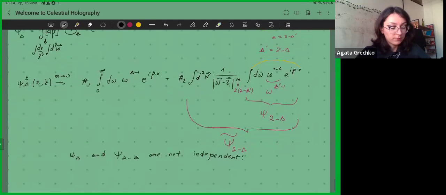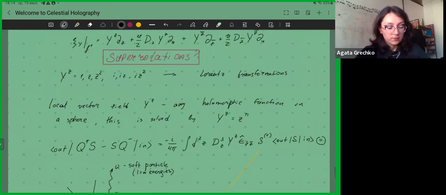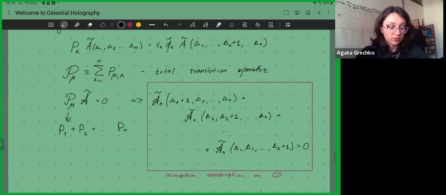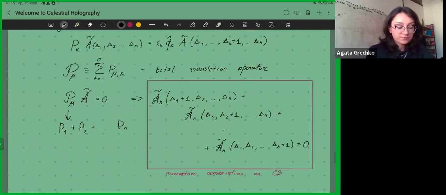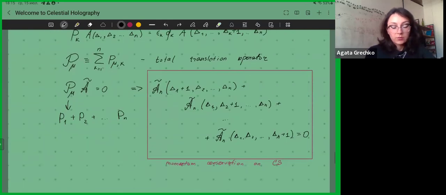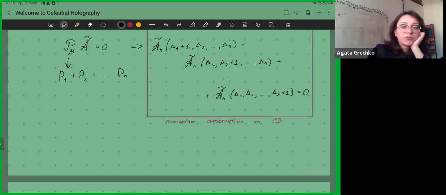I think that it's a good point to stop for today. There is also something that I wanted to tell, but it's more like specific knowledge: that using these constraints arising from Poincare symmetry, we can restrict the form of the 4-point celestial amplitude. I added it in my notes. I think it's a little bit more technical. It's not that difficult to see.